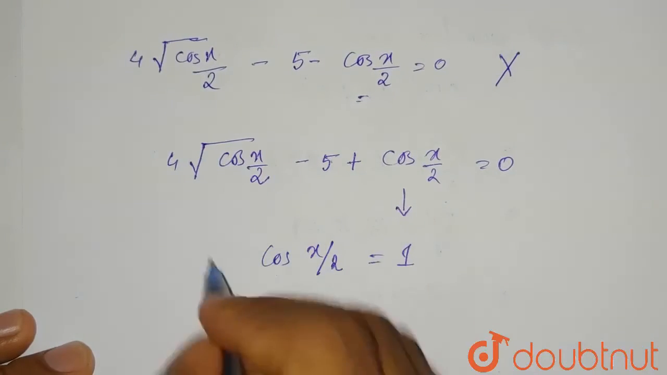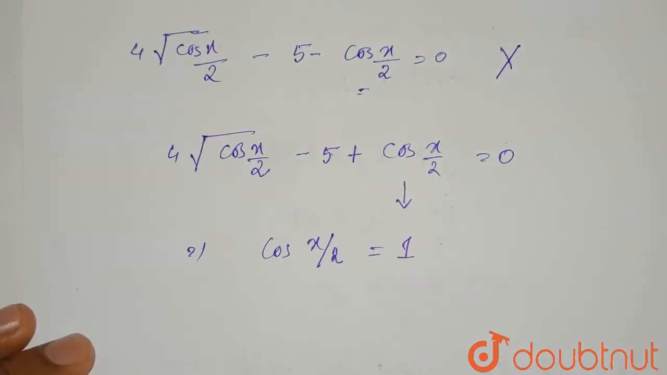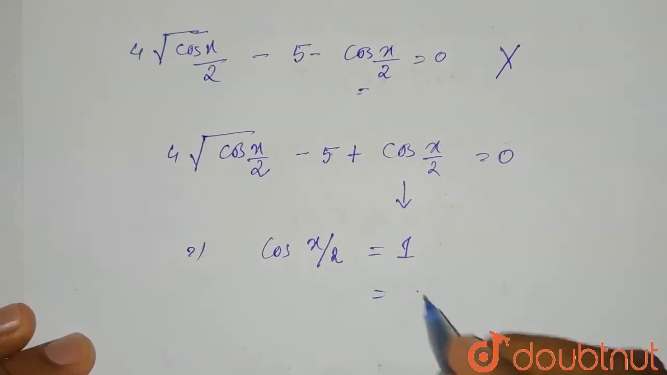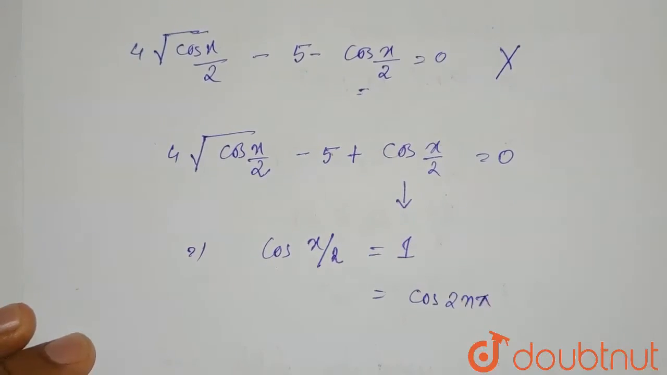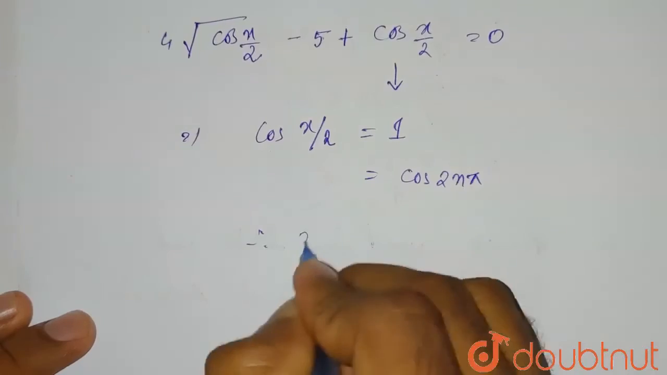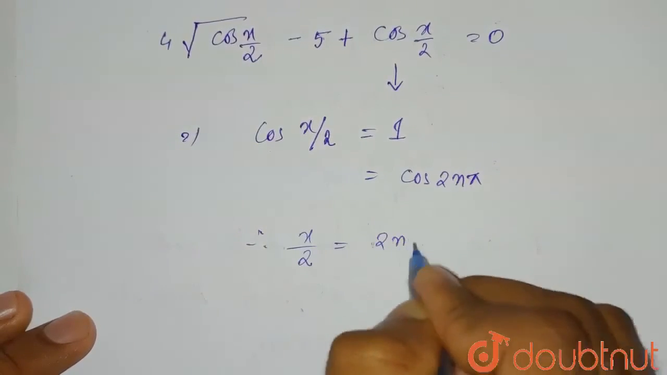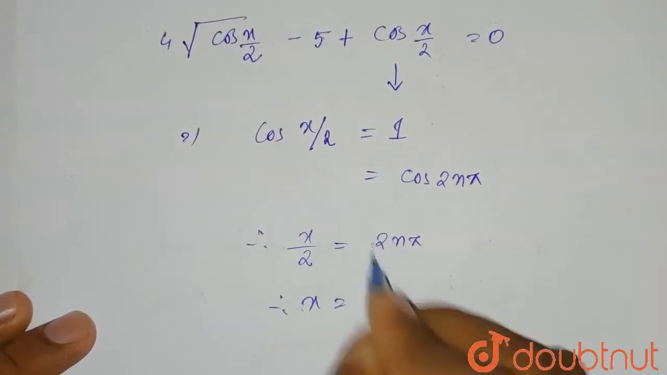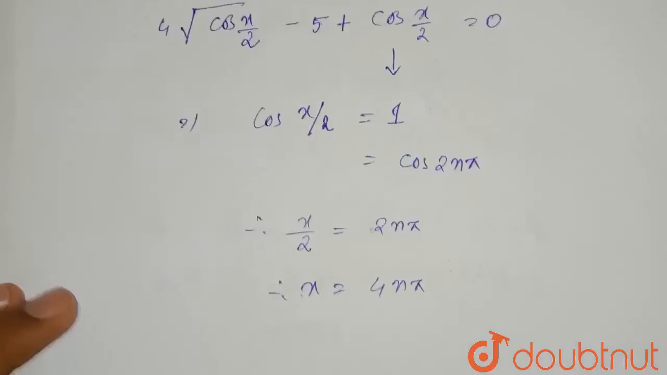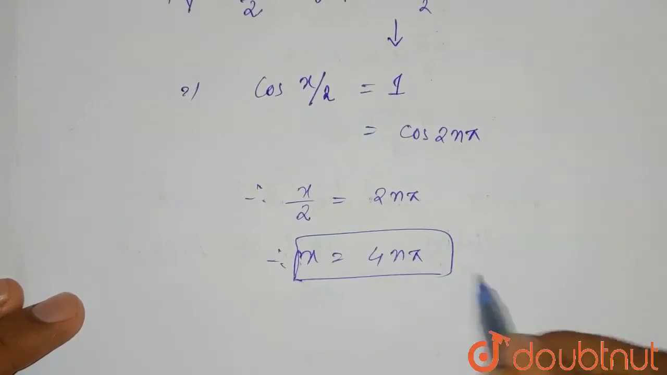So from here we'll get this value, so 1 will be cos of 2n pi. So from here you can find that therefore x by 2 will be equal to 2n pi. Therefore x will be equal to 2 into 2, that means 4n pi. So this is the required solution for this question.